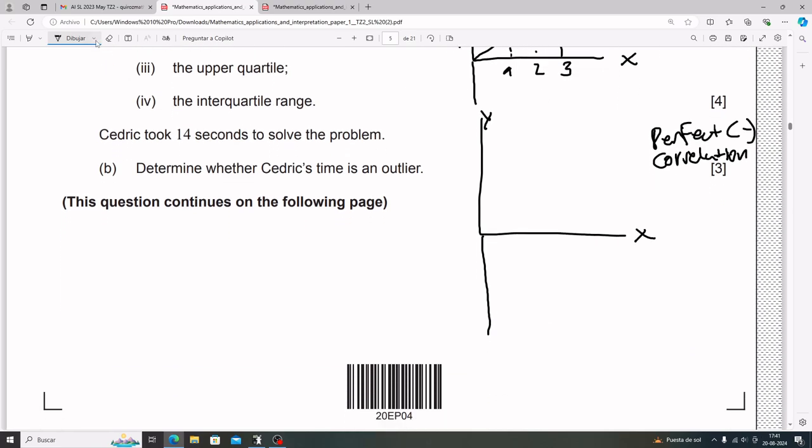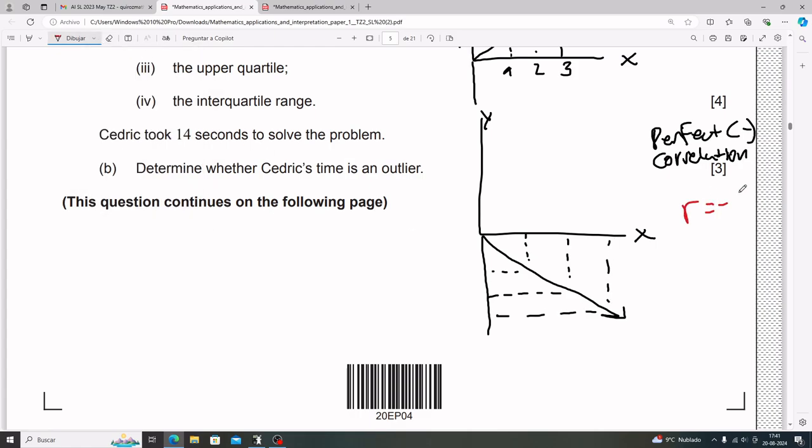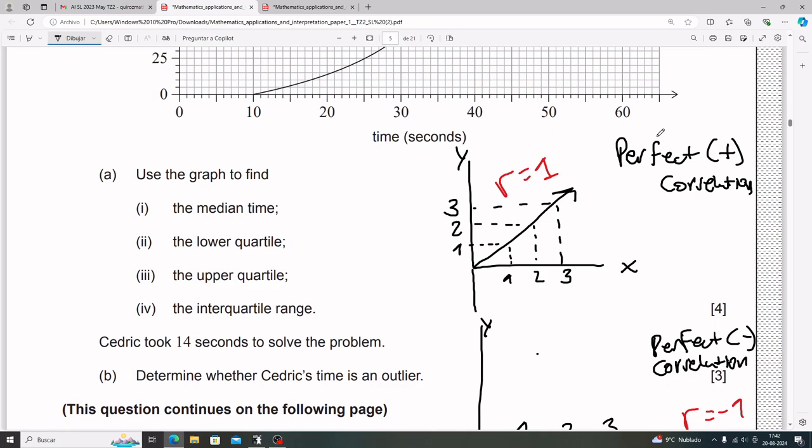For a perfect negative correlation, you can probably already guess it. It would go like this. So your R value, instead of being 1, is actually going to be negative 1. Okay? So that means my X values here, for example, an X of 1 will give me a Y of negative 1. An X of 2 will give me a Y of negative 2. So on and so forth. So a perfect negative correlation is R equals negative 1, while a perfect positive correlation is R equals 1.